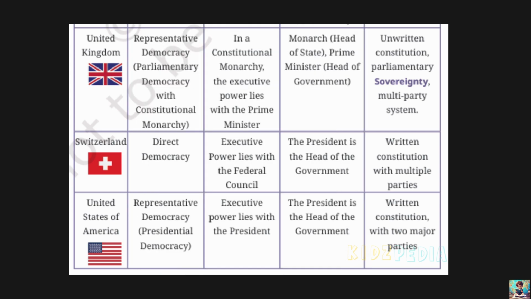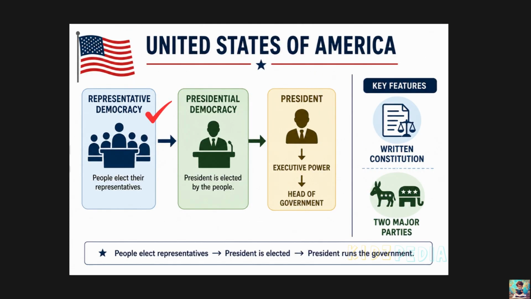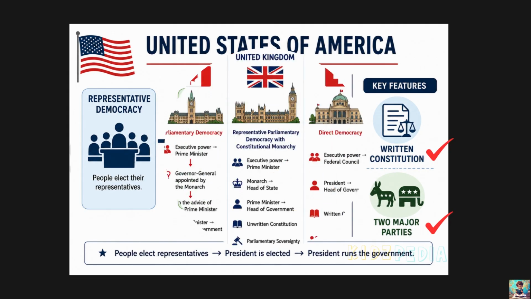United States of America. The United States has a representative democracy with a presidential system. Here, the executive power lies with the president. The president is the head of the government. The president is independent of the legislature, which is one of the main features of a presidential system. The United States has a written constitution and mainly has two major political parties.